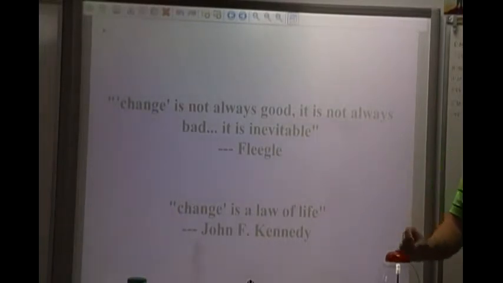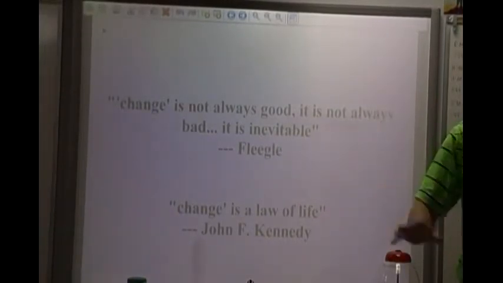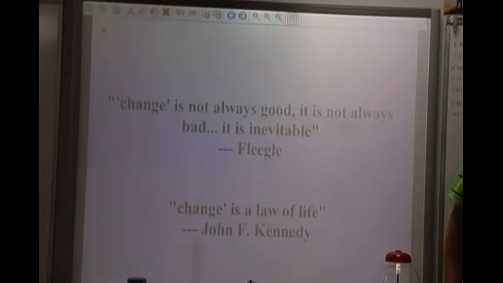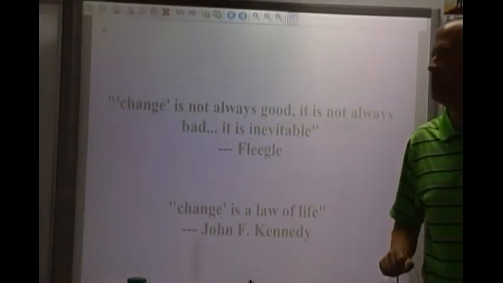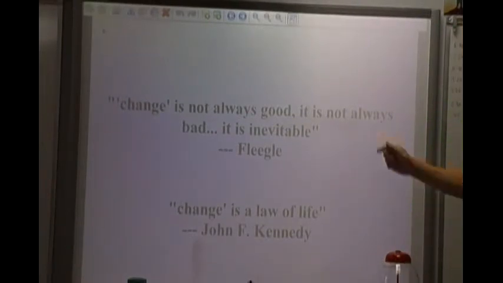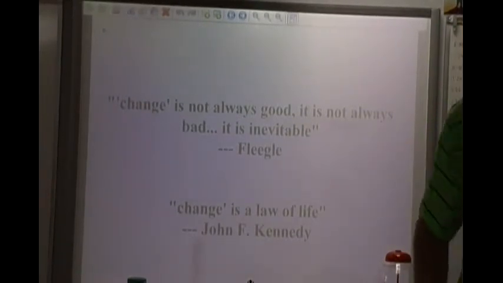Change. It's not always good. It's not always bad. It's inevitable. It's going to happen. Okay, so write down mine and then go ahead and read John Kennedy's.